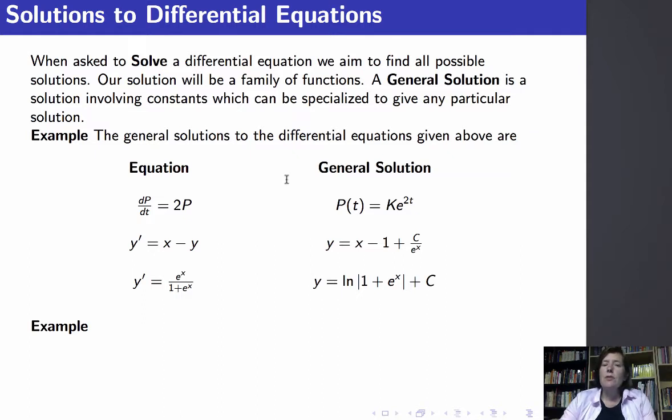So the general solution to the differential equation that we saw above, dp/dt equals 2 times p, is p of t equals k times e to the 2t. And of course we've seen this solution before and worked with it in our section on exponential growth and decay.